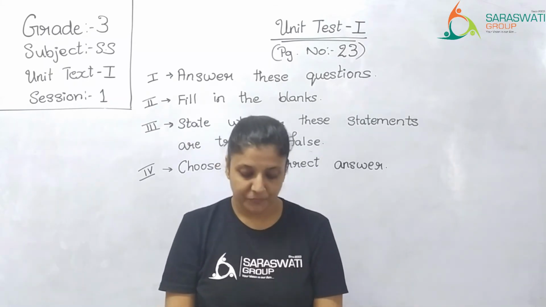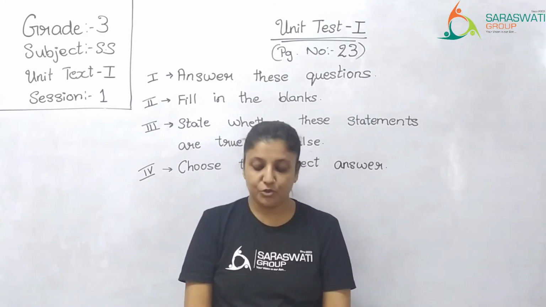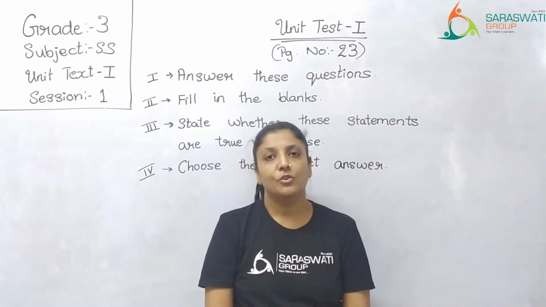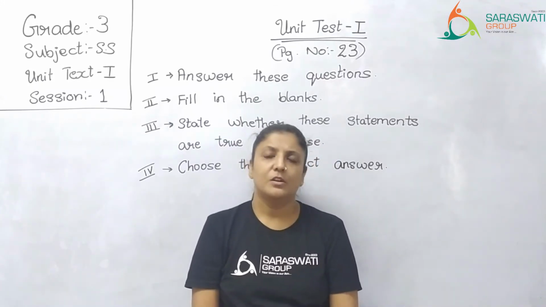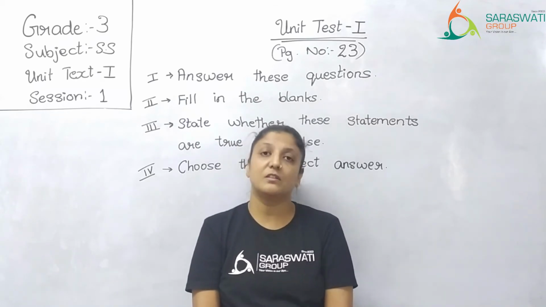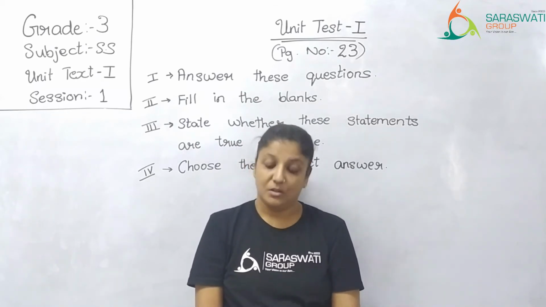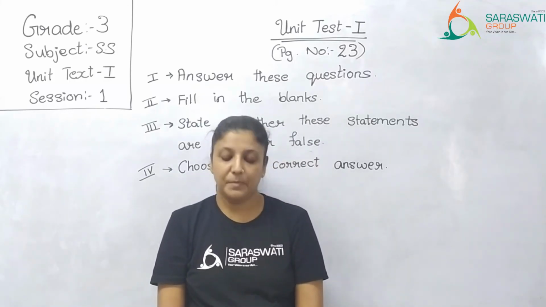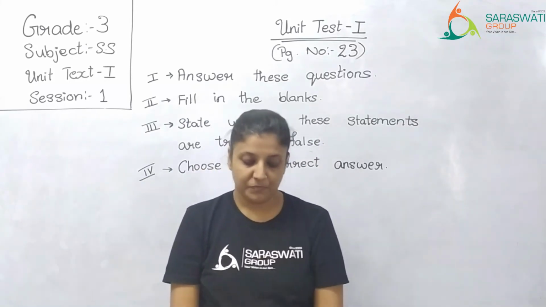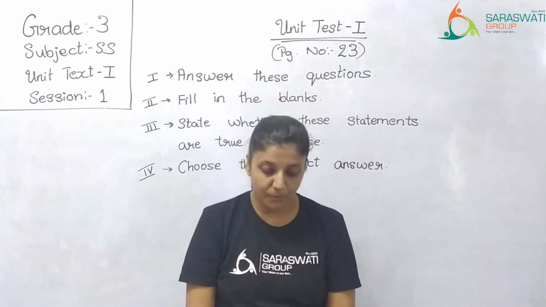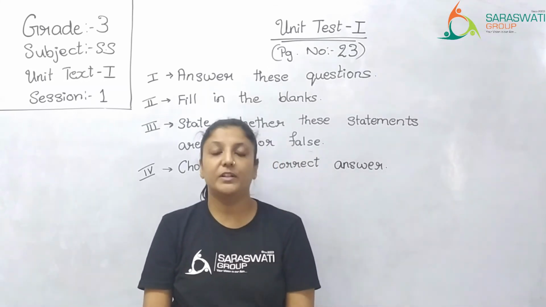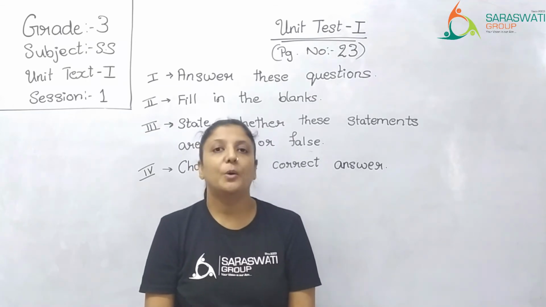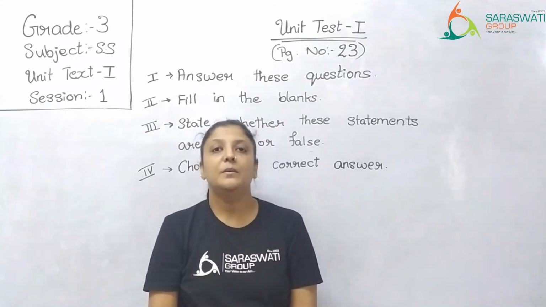Next, number 3. He was the first to prove that the earth was round. Who was the first person who proved that the earth is round? Options are A. Neil Armstrong, B. Columbus, C. Marco Polo, and D. Ferdinand Magellan. The right answer is option D, Ferdinand Magellan.